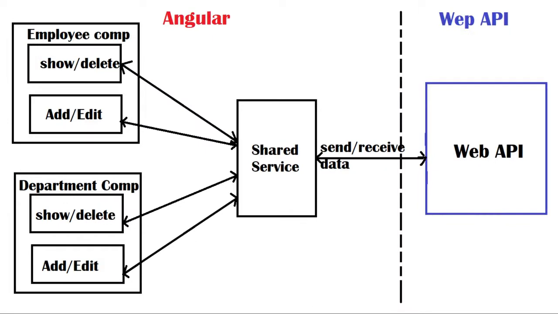This is how the architecture of our Angular project looks like. We have something called as shared service, whose main function is to send and receive data from the API. All the components that we are going to create will make use of this shared service file to send or receive data from API.